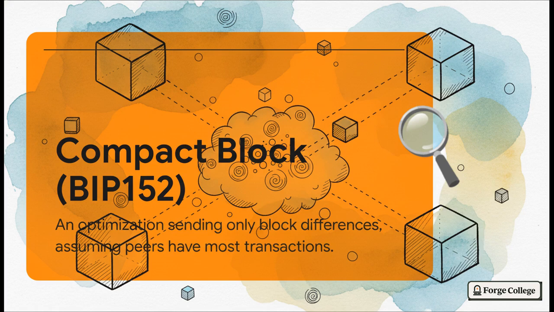Why send an entire block of transactions when the receiving node probably already has, say, 99% of those transactions just sitting right there in its own mempool? Instead of sending the whole heavy block, a node just sends the block header and a tiny list of differences, just the few transactions the peer is missing. This drastically cuts down the payload size, saving massive amounts of bandwidth and making block propagation almost lightning fast.